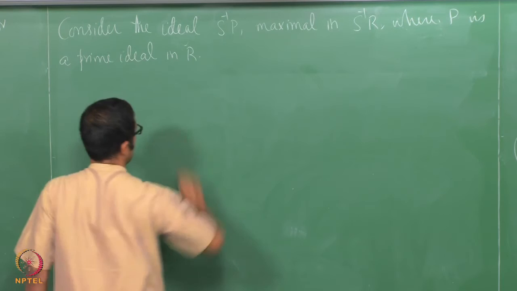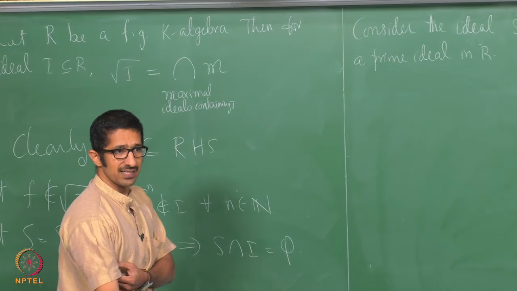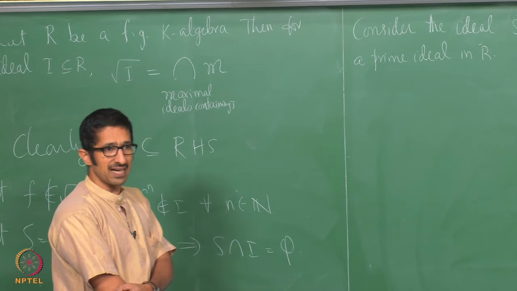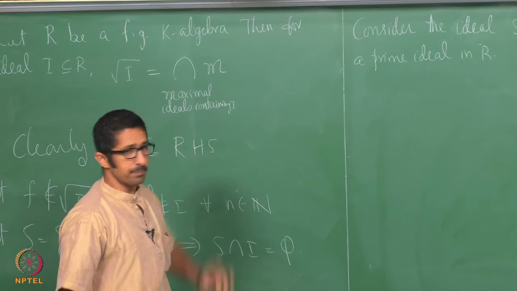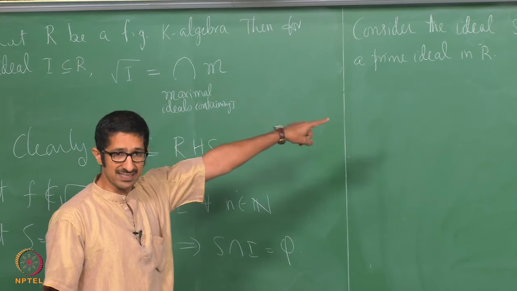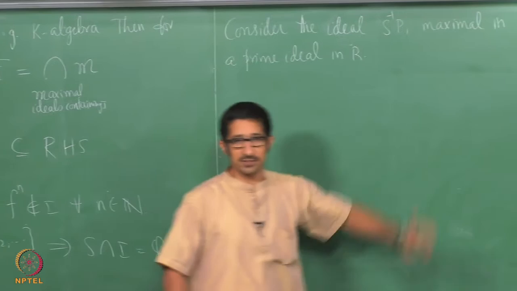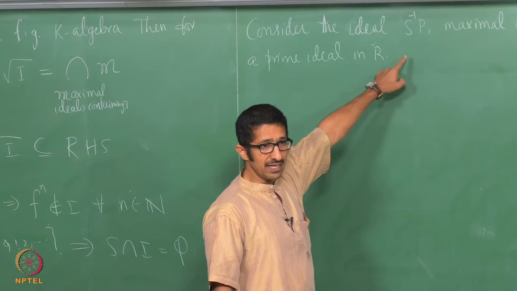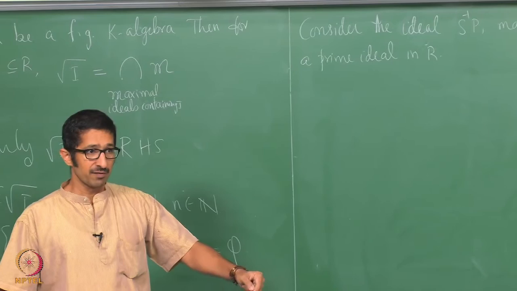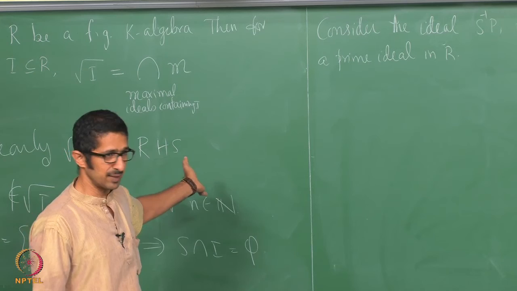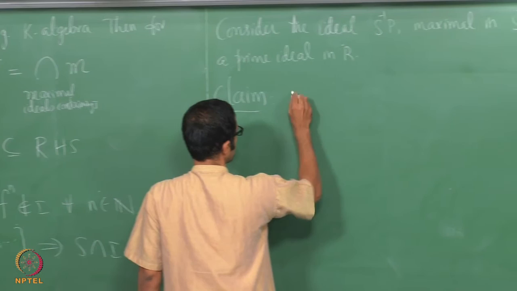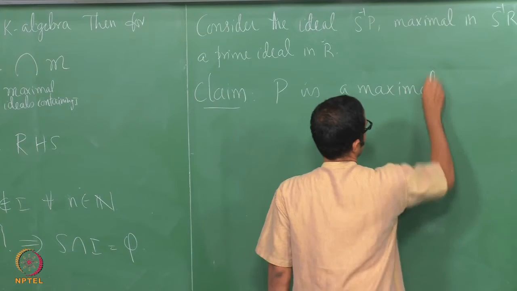Now, I claim that P is indeed maximal in R. Suppose I prove that P is maximal in R, that would say that f cannot be in P, naturally, because f is in S. If I say that P is maximal in R, S inverse P is a maximal ideal. Okay, if P is maximal in R, I have obtained a maximal ideal which does not contain f, and that is exactly what we want, right. So, I claim P is a maximal ideal in R.